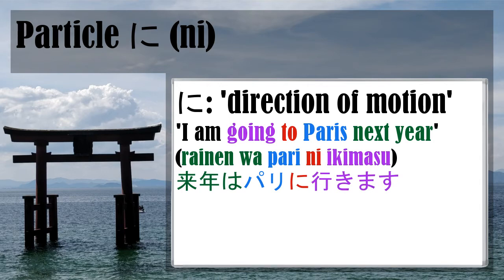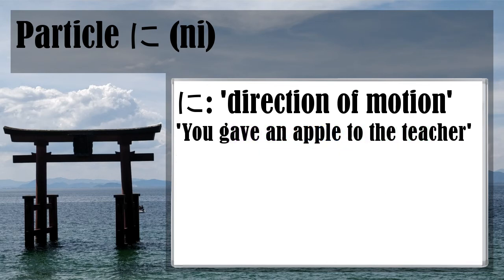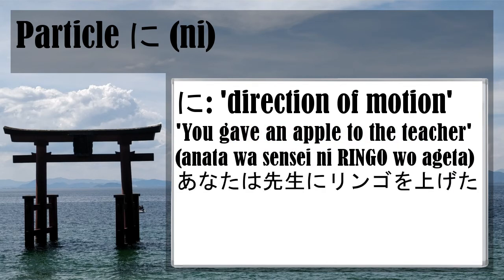The second sentence would be, you gave an apple to the teacher. Anata wa sensei ni ringo o ageta. Anata is the subject, and it's you. Sensei means teacher. Ni is the direction where something is being given to, in this case the apple.